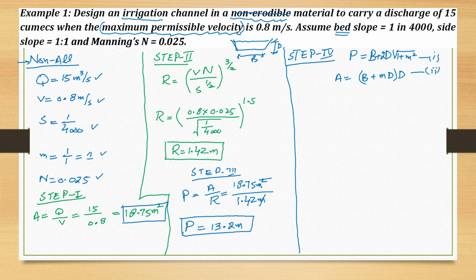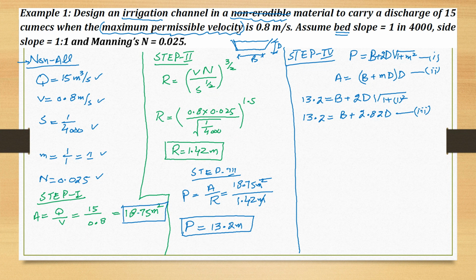Now, the value of P we have obtained is 13.2. So we will write 13.2 equal to B, which we have to find out, plus 2 into D, which is also unknown, into square root of 1 plus M square, where the value of M is 1. If we solve this one, we will get the equation 13.2 is equal to B plus 2.82 into D. This is equation number 3.